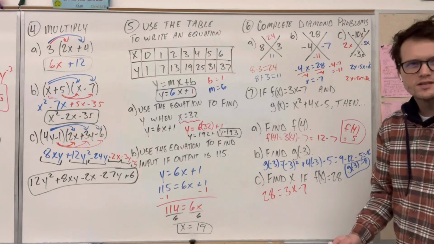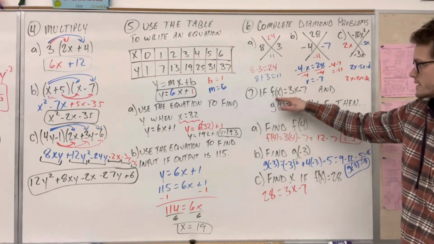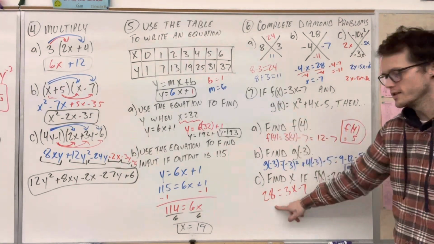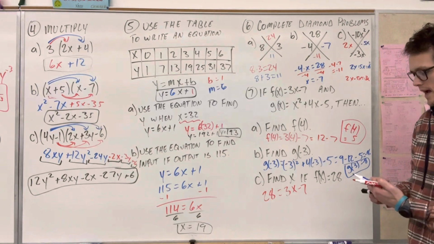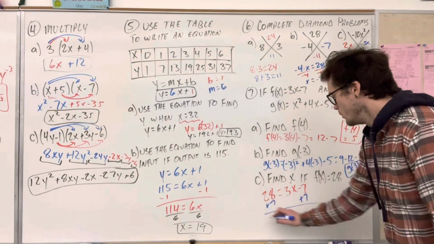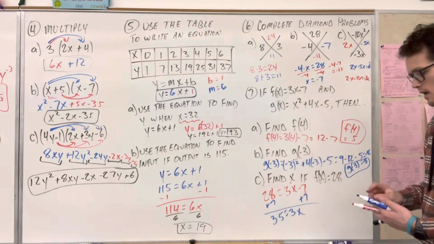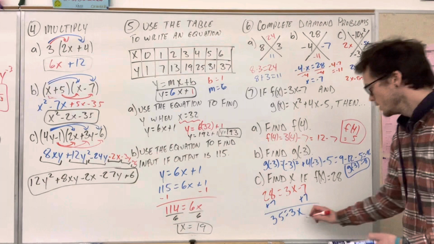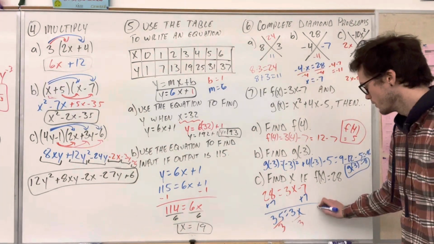So do you see what we did there? It's just some substitution. If f of x equals 28, we're not even going to write the f of x. We're just going to write 28 because we're told that it equals 28. And then we're going to solve for x. So we'll add 7 to both sides. We'll see that 35 equals 3x. Then we'll divide both sides by 3. And we're going to get a fraction here, 35 thirds.